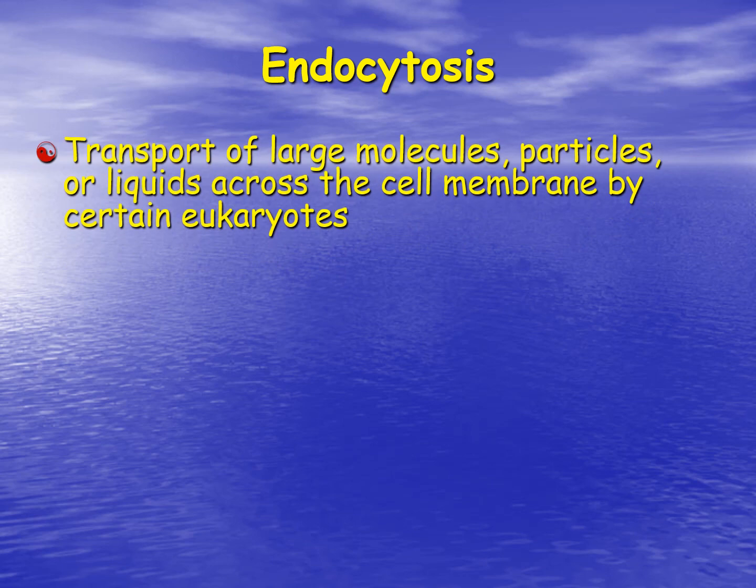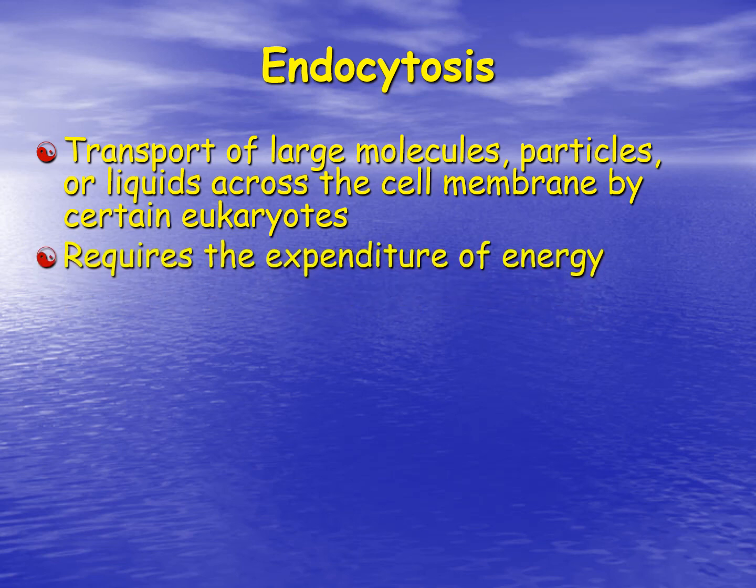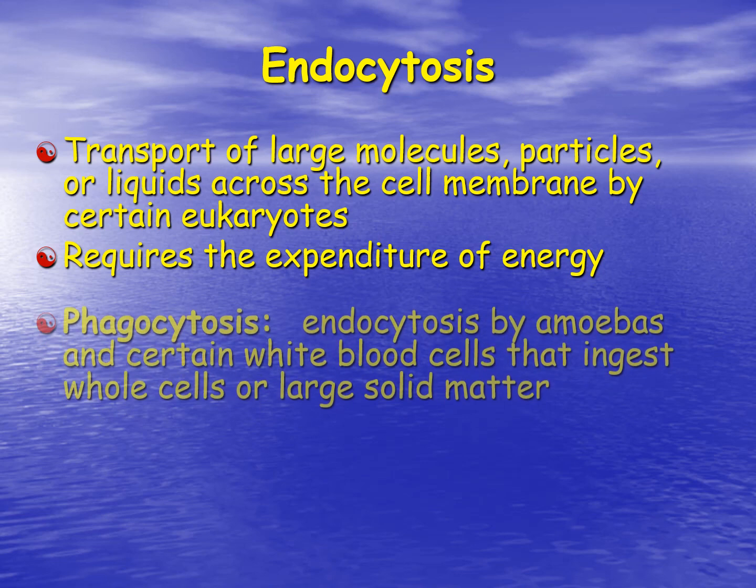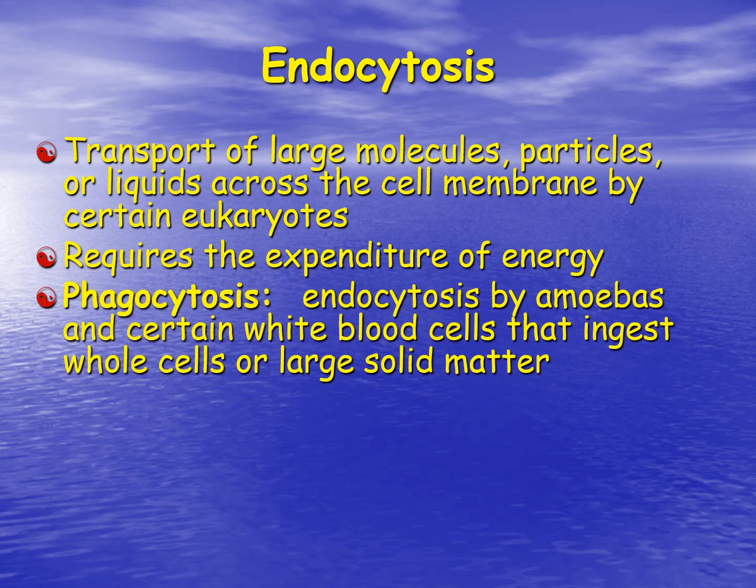Endocytosis is going to be used for the transport of large molecules or particles or liquids across the cell membrane, especially by certain eukaryotic cells. This does require the expenditure of energy in order to move the cytoplasm and the cell membrane. And you've heard the term phagocytosis, and this is just endocytosis by cells that ingest whole cells or large solid matter, and they bring them inside in what's known as a phagosome.